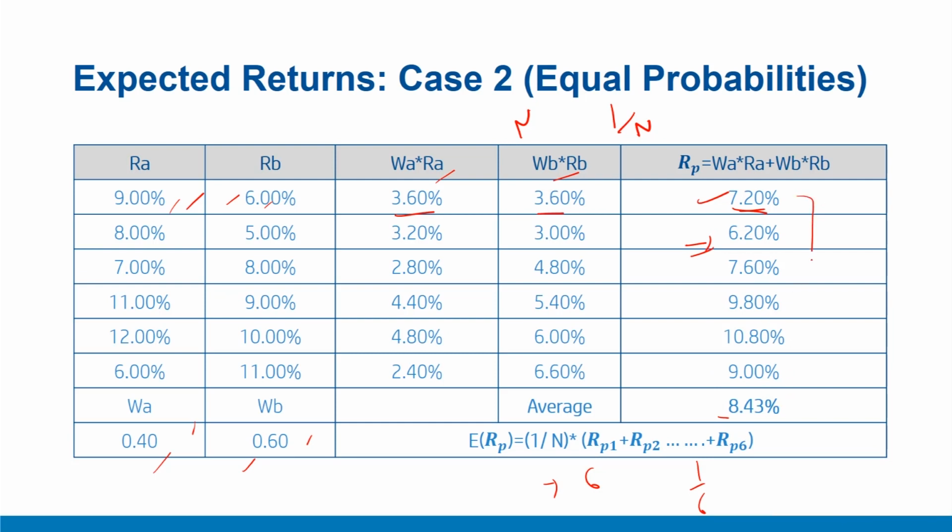That means we sum up all these return numbers and then take the average, which is 8.43%, the average of all these 6 return figures, and that becomes our expected return for the equal probability case. To summarize, in this video we discussed how to compute expected returns for a portfolio in case 1, given scenarios comprising different probabilities, and case 2, a scenario where all the scenarios have equal probability.